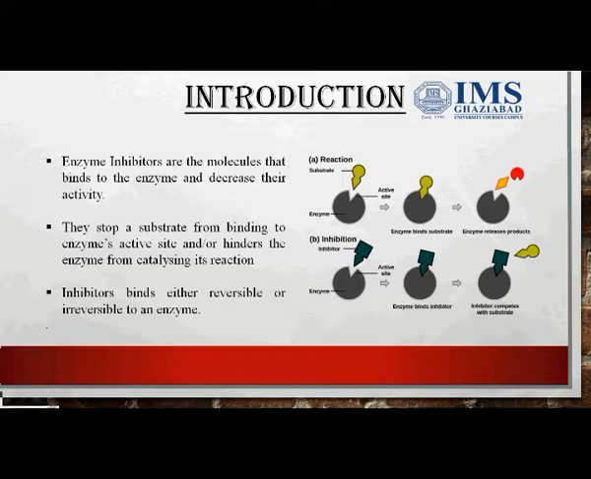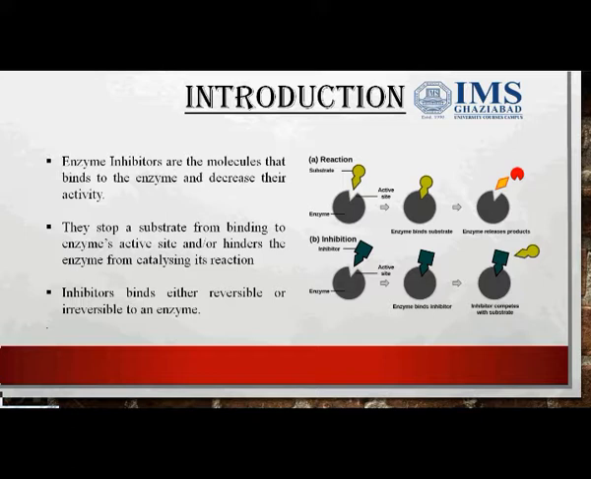As we can see in this reaction, substrate can easily bind to the enzyme, forming the enzyme substrate complex, and product is released. But in this figure, we can see the inhibitor molecule has bound first and blocked the active site. So now substrate cannot bind to the enzyme and no product will be formed.